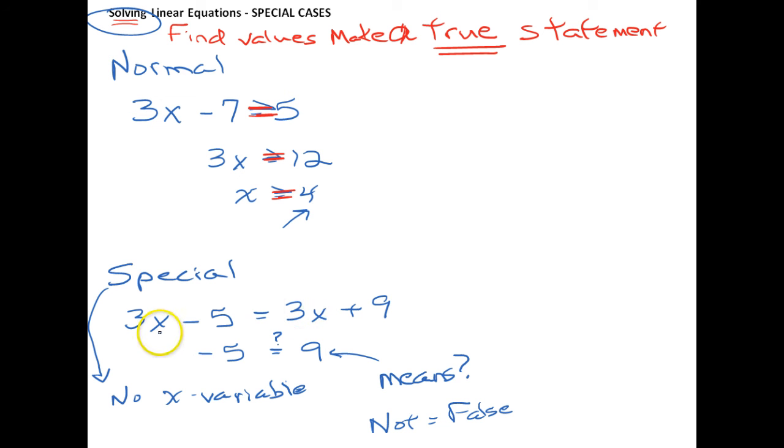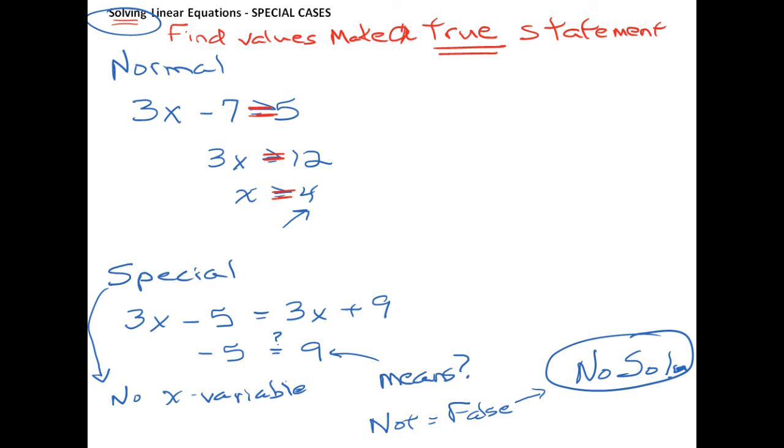let's just randomly pick something like 4. 3 times 4 minus 5 would give us 7. 3 times 4 plus 9 is not going to give us 7. So there is no way to make sure that this side is equal to that side. There's no way to make it a true statement. So since that's false, there is no solution for x. No solution. So no solution to this equation because this is a false statement.